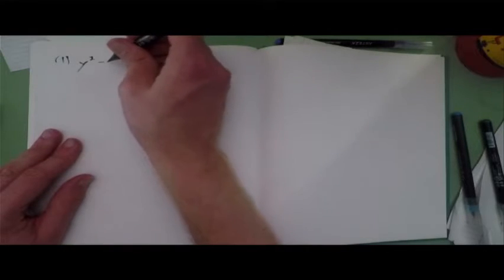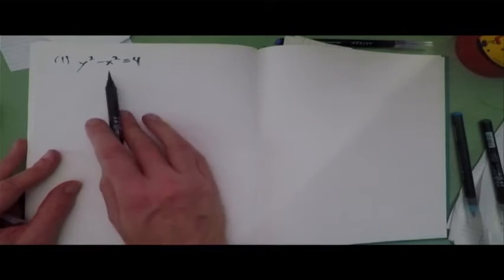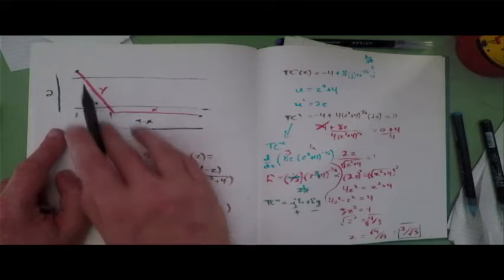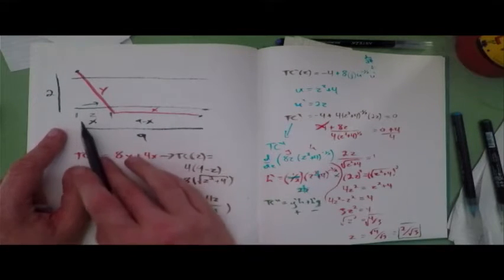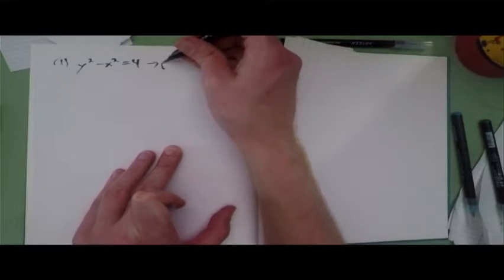So y squared minus x squared equals 4. This is just a rearrangement of the Pythagorean theorem, right? So with this being x, x squared plus 2 squared gives us y squared. So y squared minus x squared gives us 2 squared, which is, of course, just 4. So if we take this, we've got a setup for implicit differentiation that we're going to deal with in equation 3, but we'll get to that in a second.